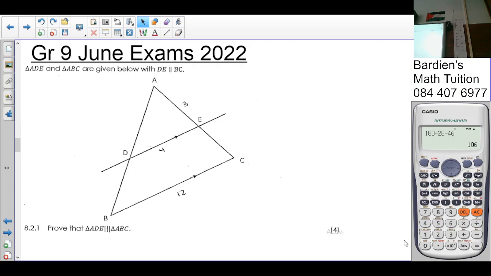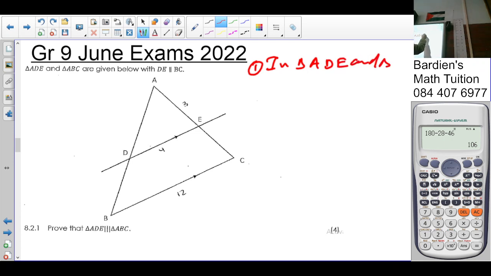No? About the maths. Right, we are told that triangle ADE and triangle ABC are given below. We are told that DE is parallel to BC. Prove that. Right, here we go. So what do we say? In triangle ADE and triangle ABC, what can I say? Angle A is a common angle. It's in both triangles.